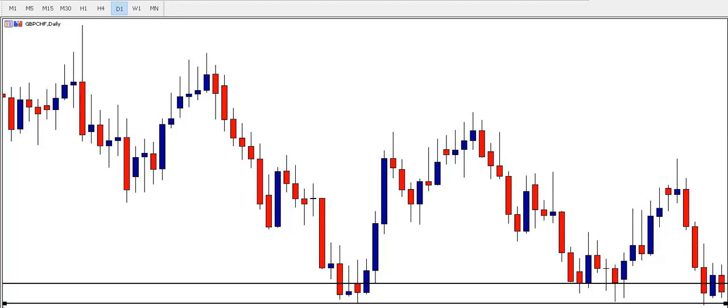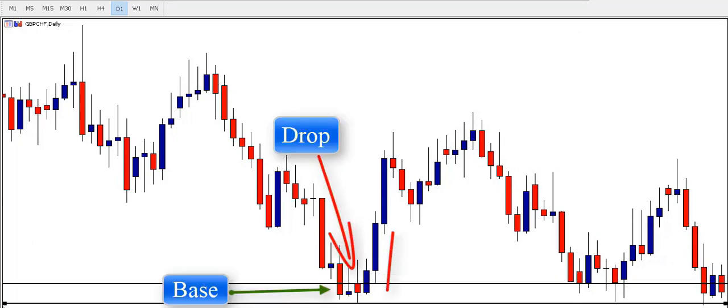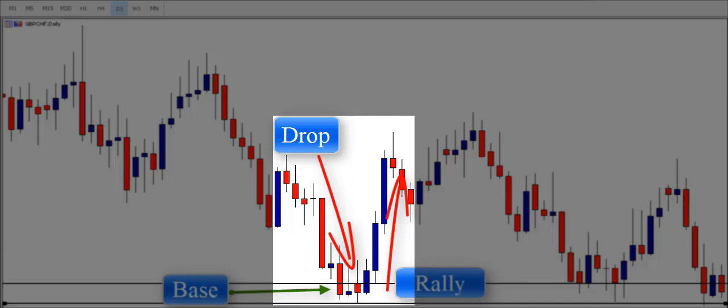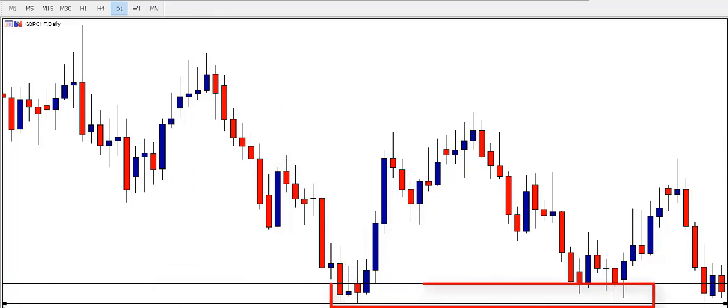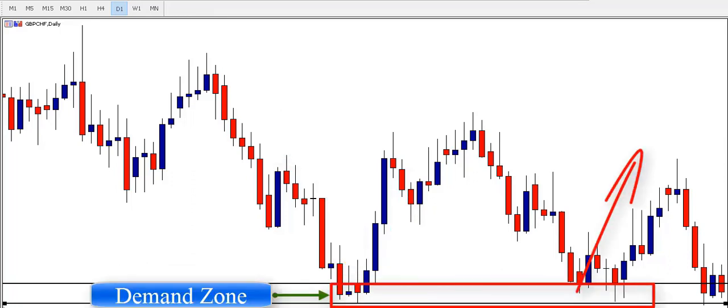As you can see in this daily chart, this is a clear DropBaseRally pattern that formed at the end of this downtrend. The drop is a move down, followed by a consolidation, followed by a move up. And this strong move creates a strong demand zone. When the market returns to test it, it will probably go up. So you can draw your demand zone here and enter at the close of this pin bar.